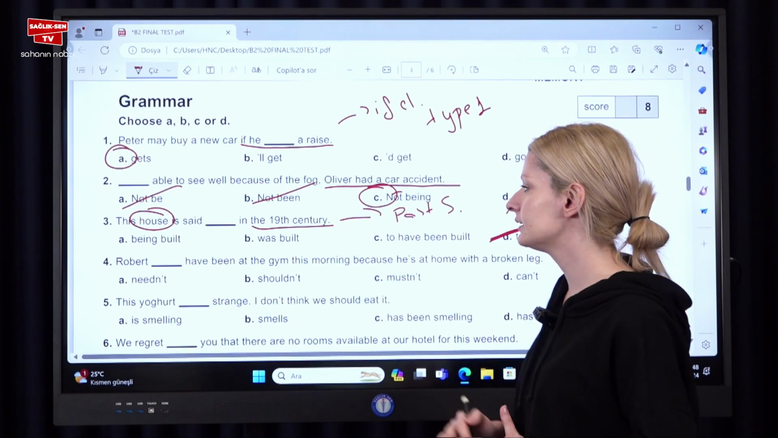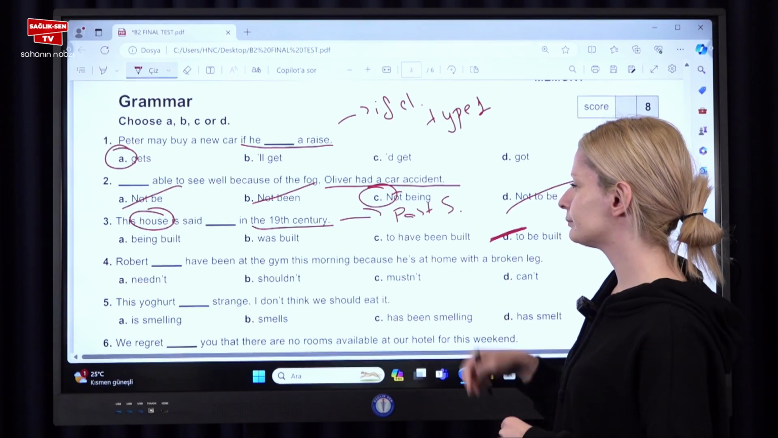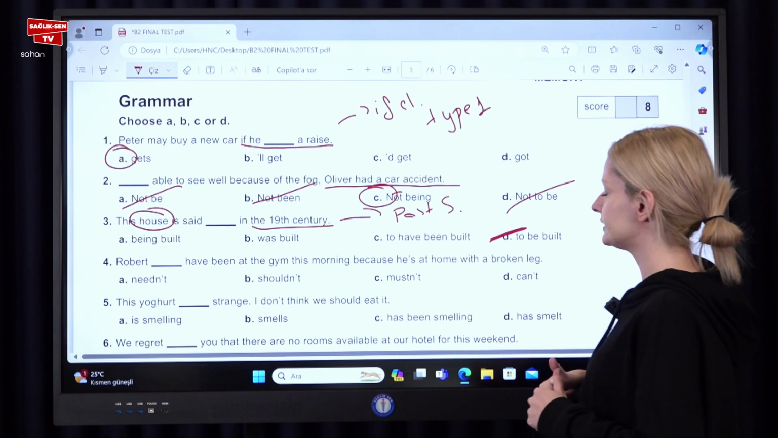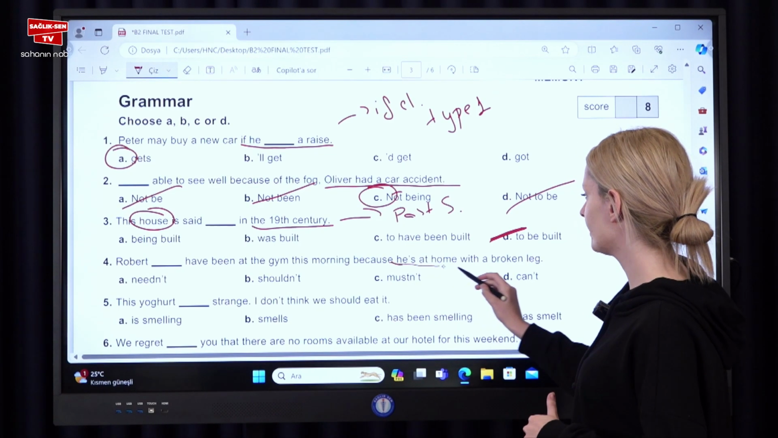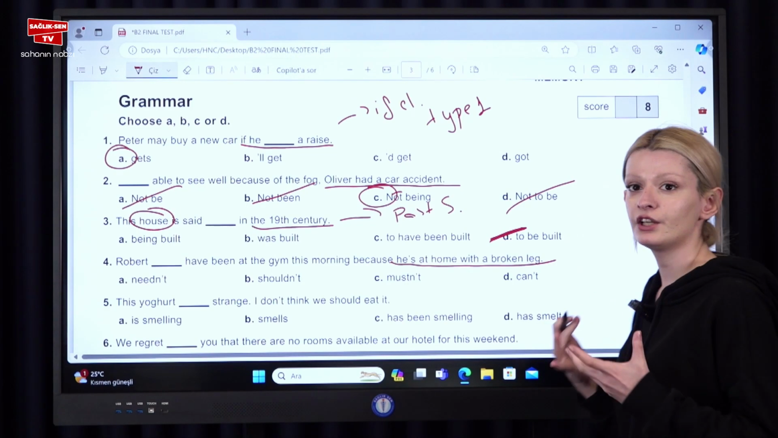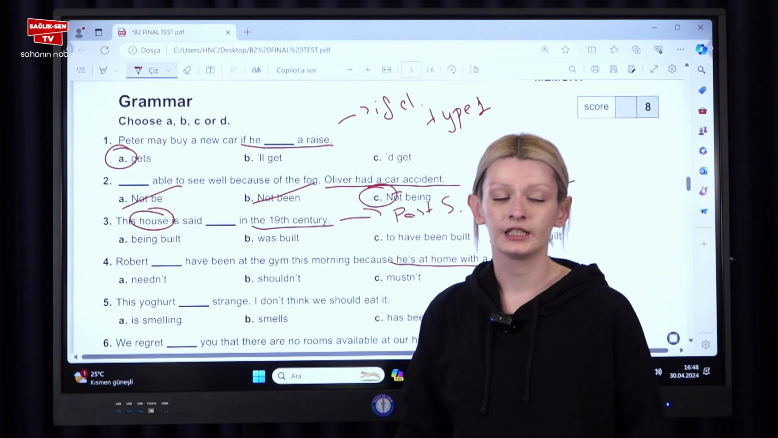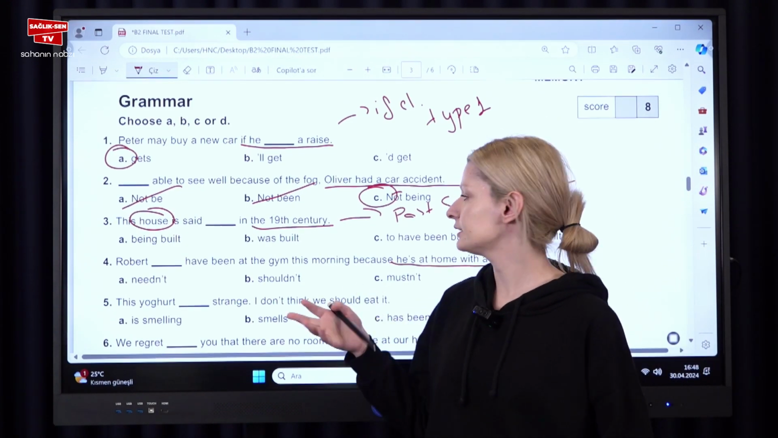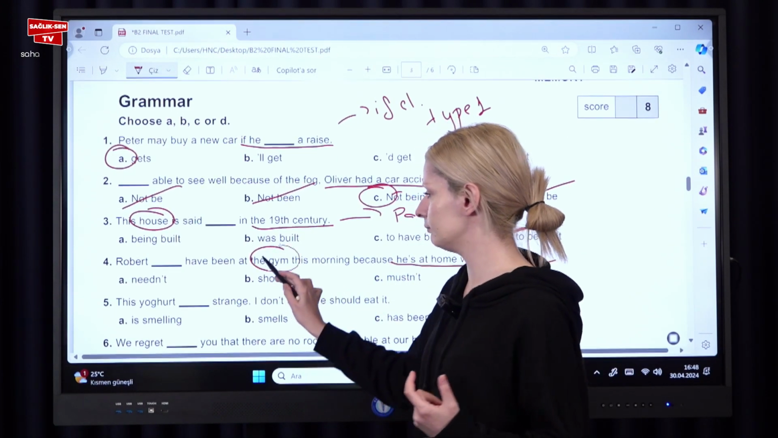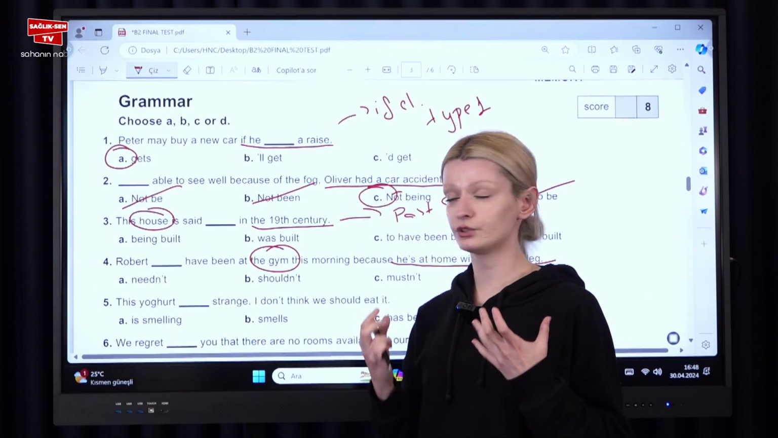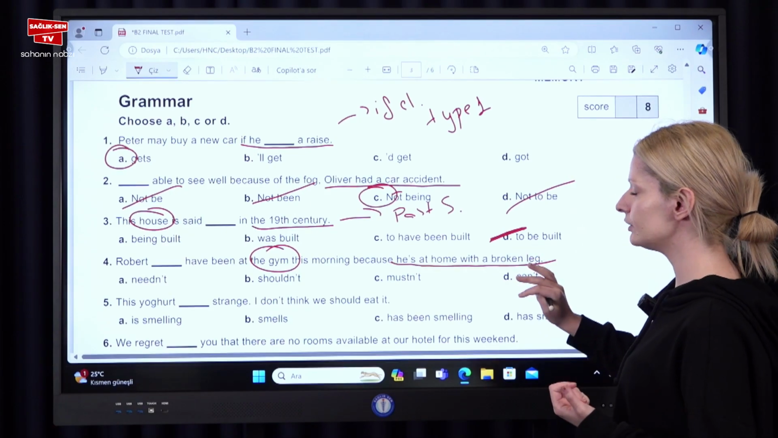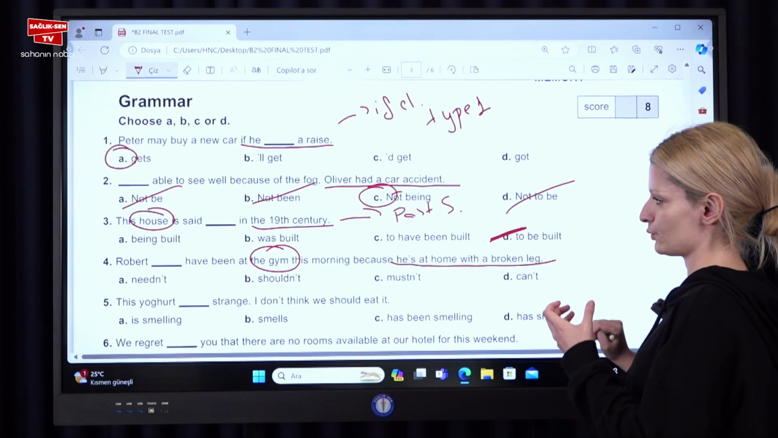Let's have a look at number 4. "Robert blah blah have been at the gym this morning because he is at home with a broken leg." We have a result. Robert's leg is broken. So was he at the gym? We can conclude to a result. Let's have a look at the options we have.